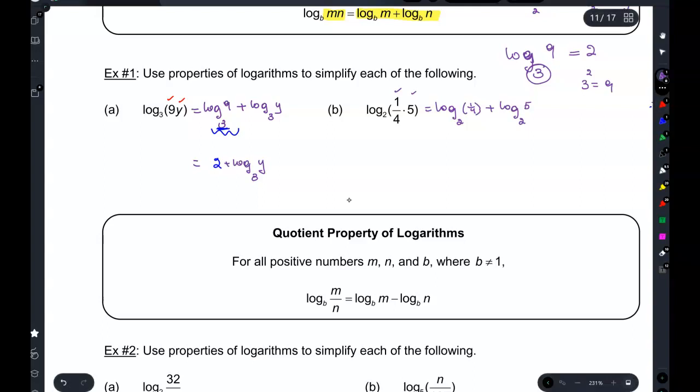So this one simplifies, right? 2 to the power of what gives you 1/4? Negative 2. So here's how you do it. 2 to the power of what gives you 4? 2. But to go from fraction to whole number, it's negative 2. Plus log base 2 of 5. This one in red is what you guys took your test on or your quiz on last week, right?